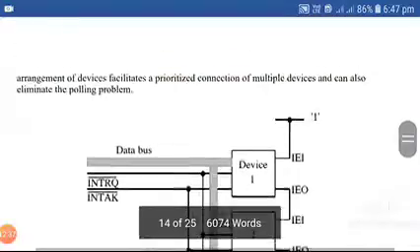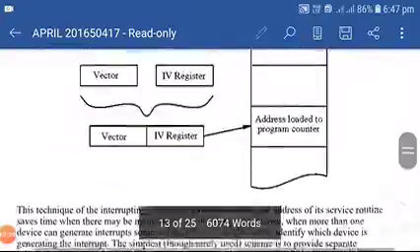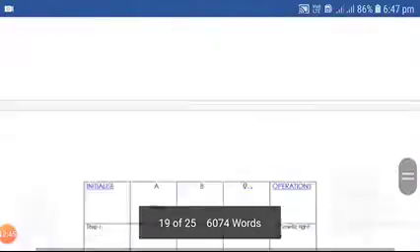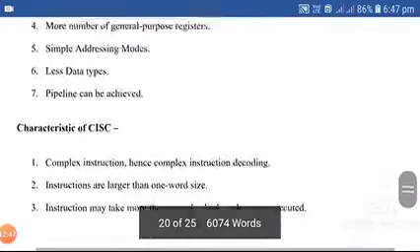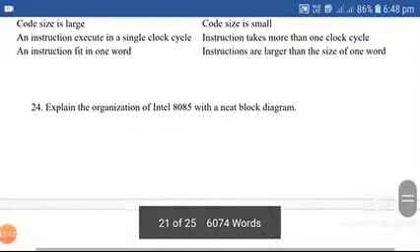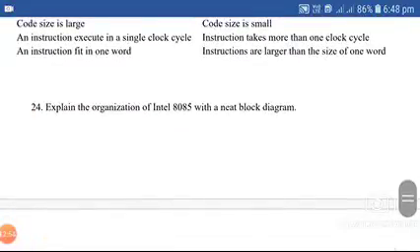Next we are going for the next question, that is the 24th question. Explain the organization of Intel 8085 with a neat block diagram.